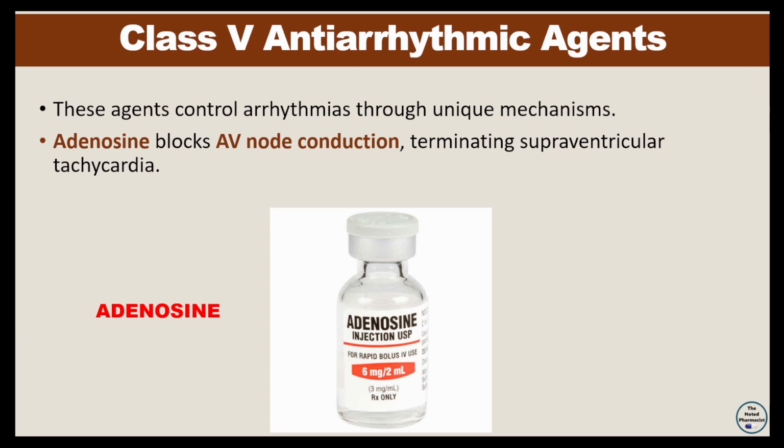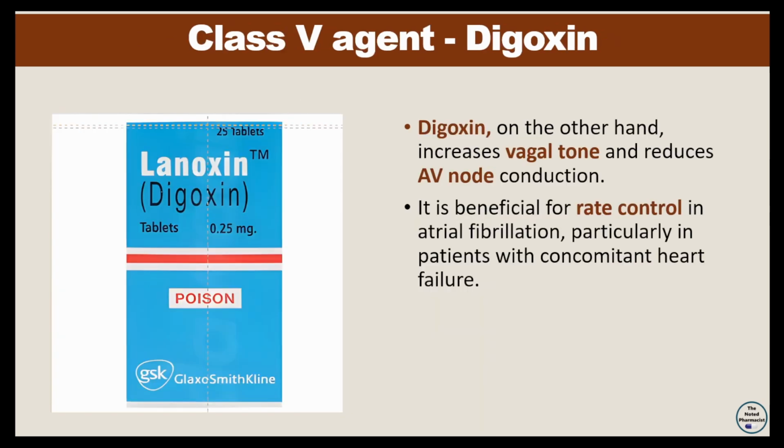Class V agents, or miscellaneous agents. Class V agents, including adenosine and digoxin, operate through unique mechanisms to control arrhythmias. Adenosine briefly blocks AV node conduction by activating A1 adenosine receptors, making it highly effective for the acute termination of paroxysmal supraventricular tachycardia. Digoxin, on the other hand, increases vagal tone and reduces AV node conduction, making it beneficial for rate control in atrial fibrillation, particularly in patients with concomitant heart failure.